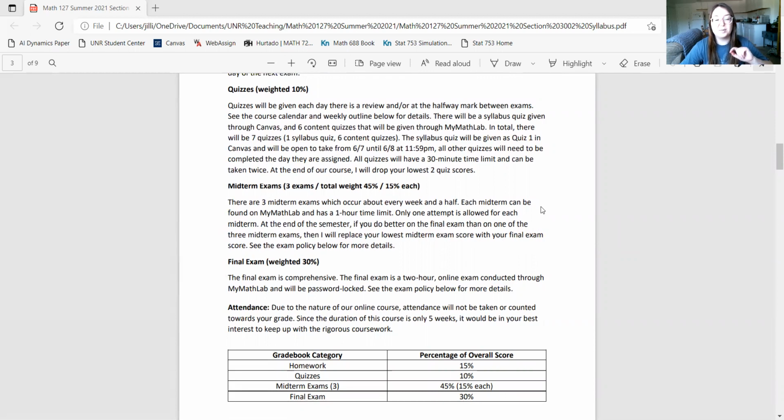It's on Canvas. It's open to take from today until the end of the day tomorrow, so you have 2 days to complete it. All other quizzes have to be completed the day they're assigned, and they will be assigned in MyMathLab. Only the first quiz is in Canvas. All the rest will be in MyMathLab.